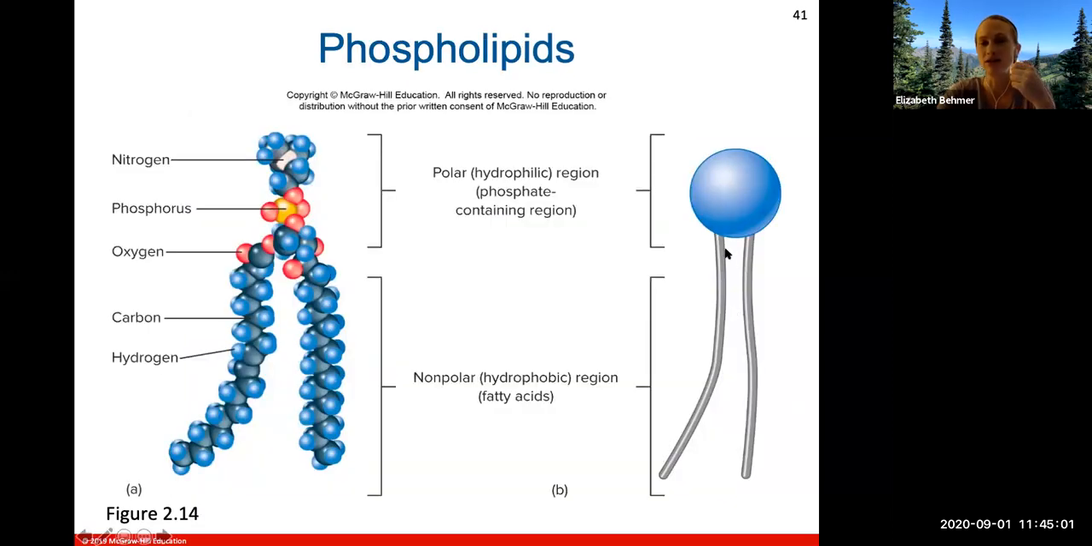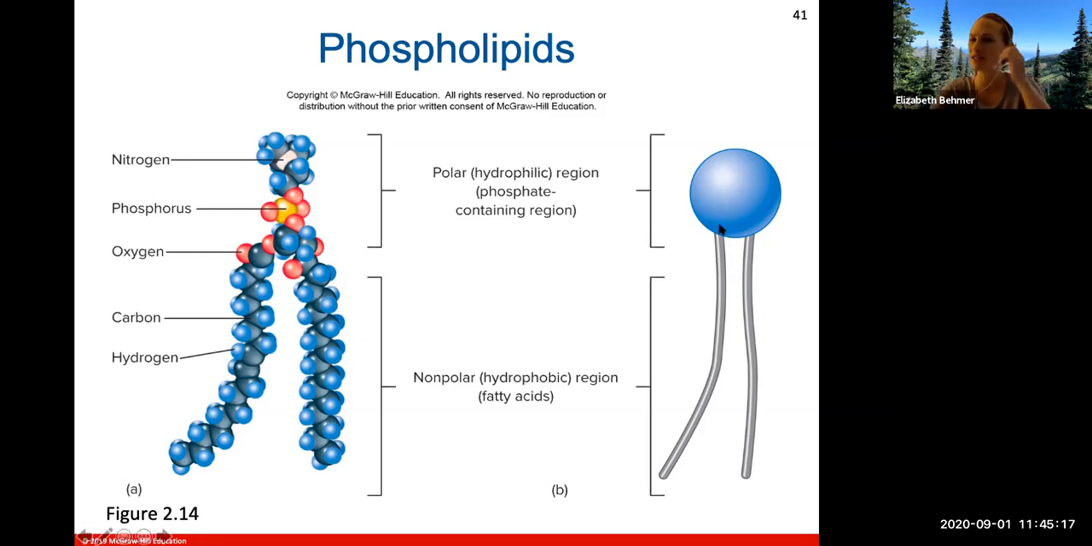Phospholipids are unique to lipids. They have a head, this little circle region, and then a tail. And the cool thing about phospholipids is that the head part is called polar or hydrophilic. That means it loves water because water is a polar molecule.